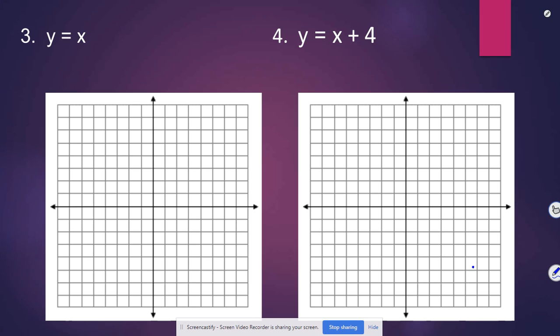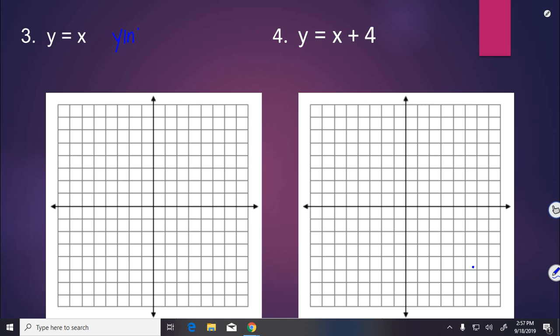Number 3, now we have y equals x. This one almost looks a little scary because there's not that much there. So there's nothing being added or subtracted, so our y-intercept is 0. And our slope is not 0, because that x by itself implies that the slope is 1. So we can think of that as 1 over 1.